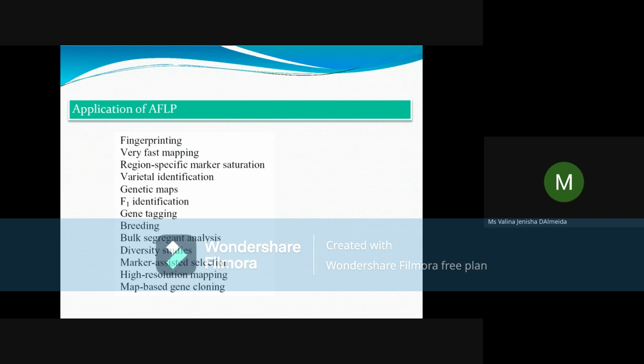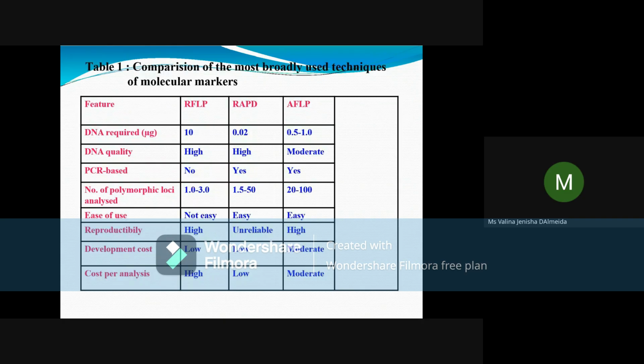First, the DNA required for the three techniques. RAPD requires a very low amount of DNA, followed by AFLP and RFLP. RFLP requires a large amount of DNA. The reason is very simple: in RAPD and AFLP you use a PCR reaction, amplifying your DNA, so the amount of DNA required becomes less. But in RFLP you are not using PCR, so there is no amplification. Initially you require a large amount of DNA.